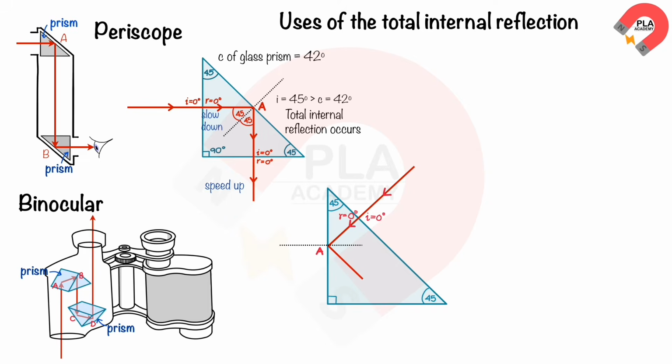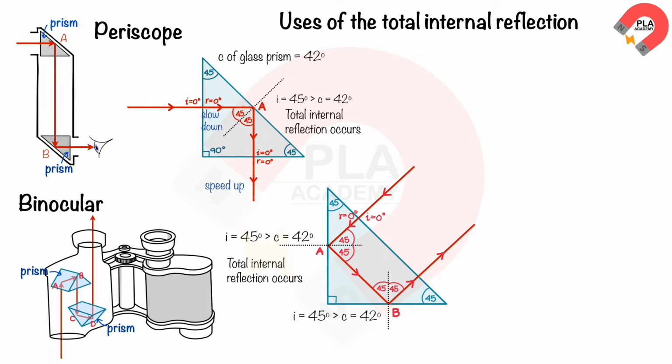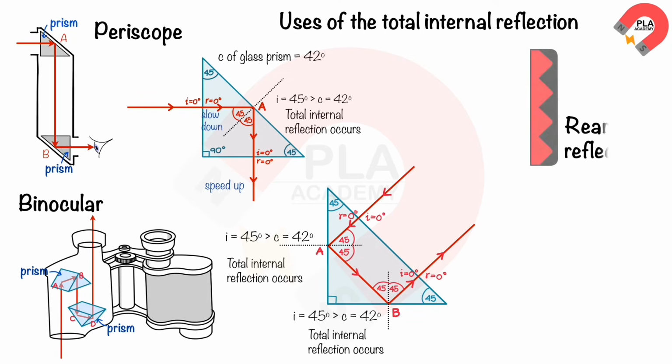The light ray reflects at point A with an angle of incidence of 45 degrees, which is greater than the critical angle of glass. This causes total internal reflection to occur. Then the light ray reflects at point B with an angle of incidence of 45 degrees, which is greater than the critical angle of glass. This causes total internal reflection to occur again. As it leaves the prism, it speeds up but does not change direction.